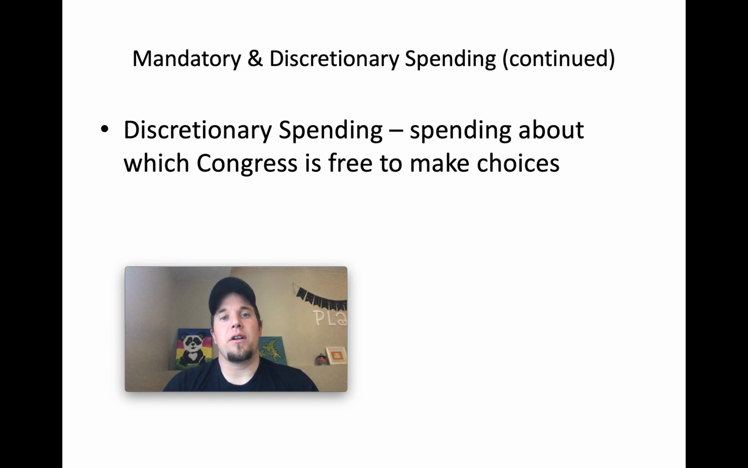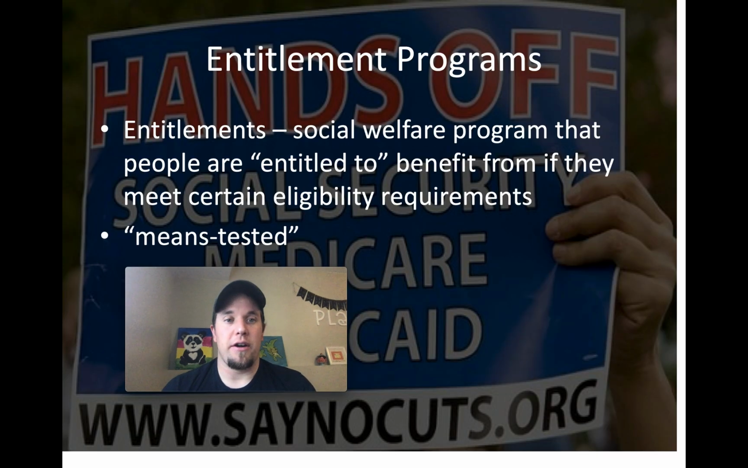And then we have something called discretionary spending. What that means is that these are the items that can be cut from the budget. They're not required to have any spending with them. And we'll look at examples of mandatory and discretionary.